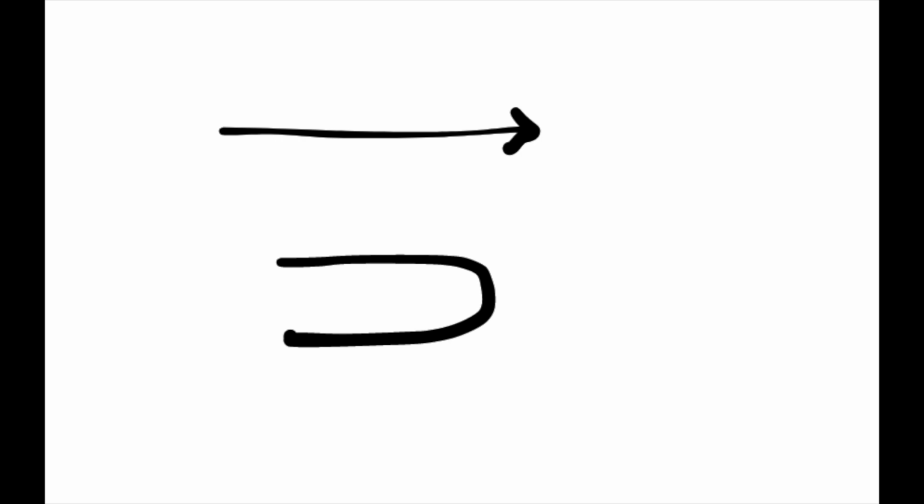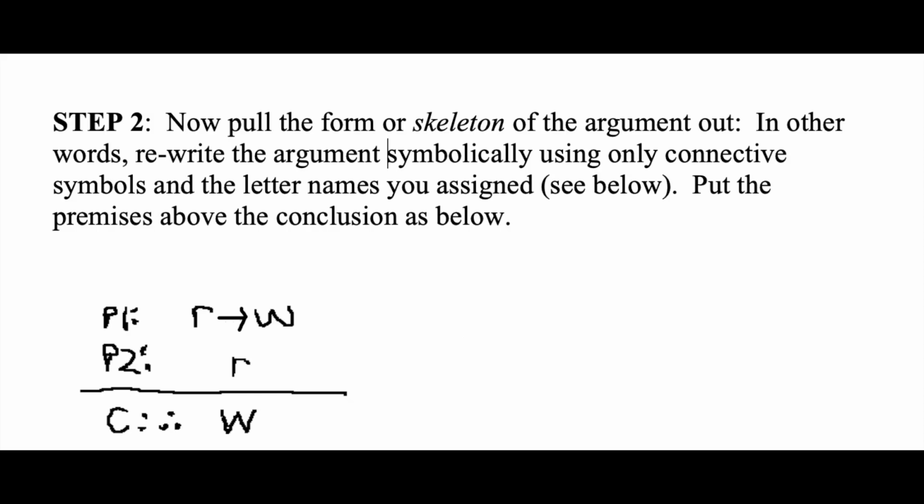But logicians in modern times have kind of gotten away from the horseshoe because they believe it's bad luck to have a horseshoe on its side like that. Put the premises above the conclusion as below. So now how that reads in English is if R, then W, R, therefore W.